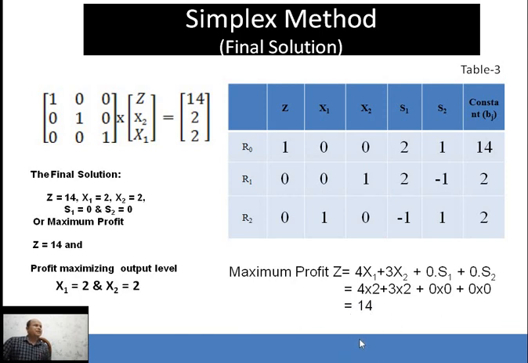So this is the maximum profit, or the final solution we got by searching through from the basic solution. So this is the calculation procedure of the simplex method. This is how we can get a final solution with the help of the simplex method.